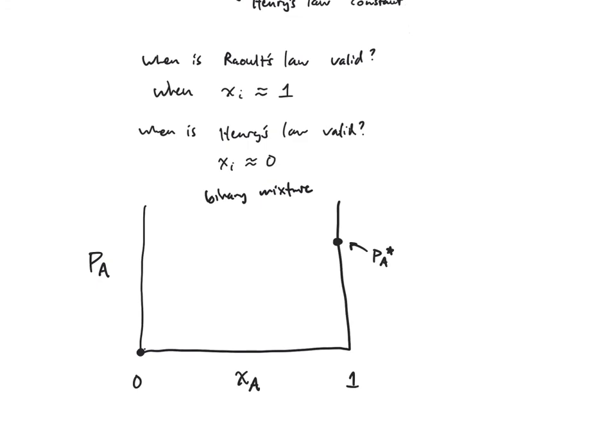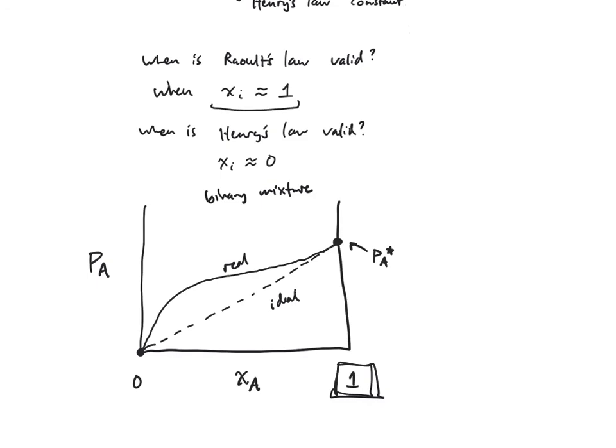Now I'm going to draw a dotted straight line here. This represents what the ideal solution partial pressures would predict. However, in reality, the curve that we're going to see is going to look fairly different from that. It's going to come up like this and then slowly taper off and go like that. So this is the real solution curve right there. As you can see, right over here, where the mole fraction is close to 1, Raoult's law is pretty well obeyed, because that dotted line is Raoult's law.